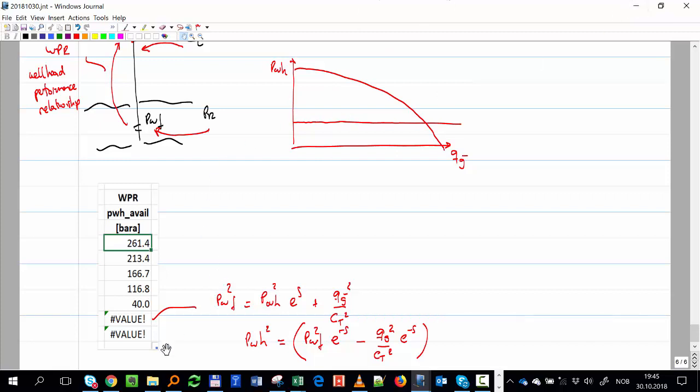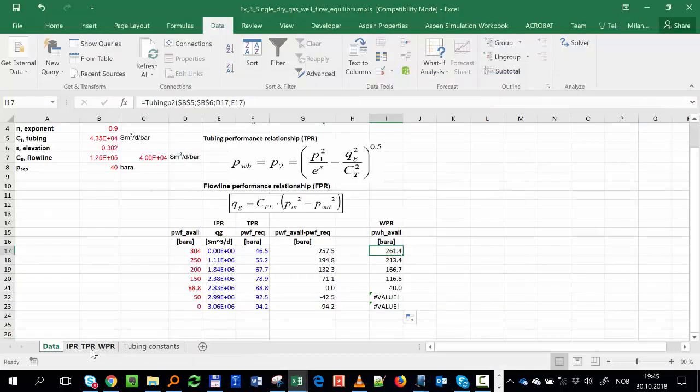I'm just saying why you get the value there. So we're calculating wellhead pressure, and wellhead pressure according to that expression is this here, and simply this part is bigger than that part. So I have problems. Now let's go to the plot.